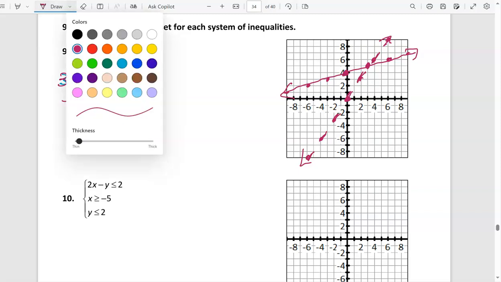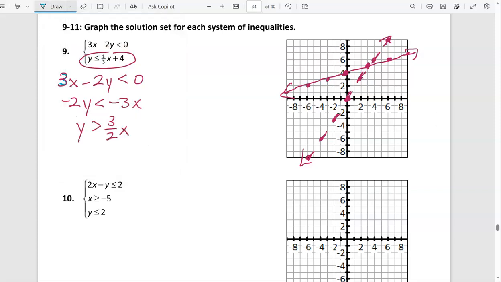And now what we want to do is shade below that second line since y is less than, and above the first line. So below that second line and above the first line would be the region right here. So we're going to shade that area in, and that will be our solution set right there.